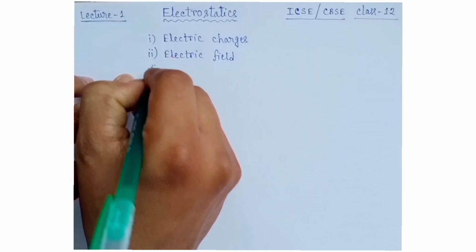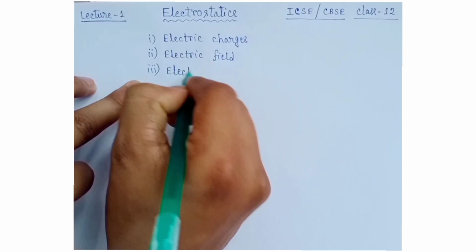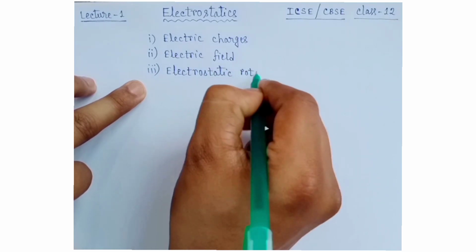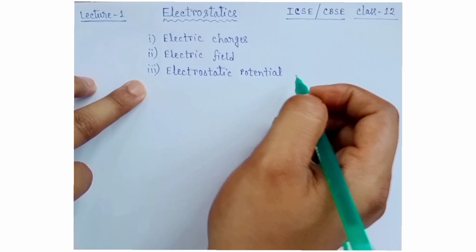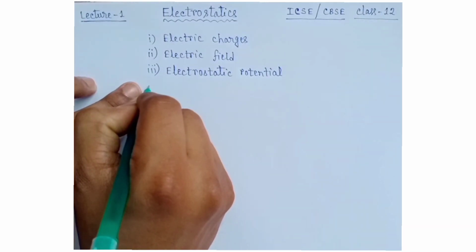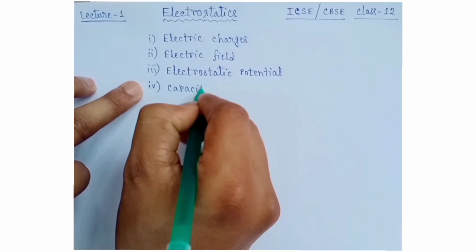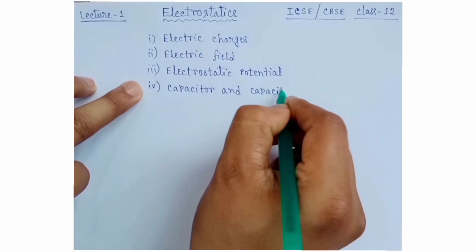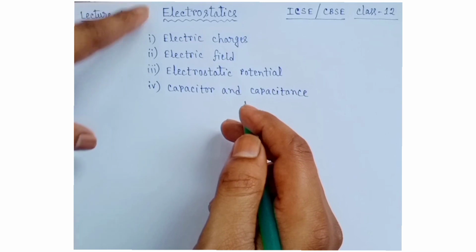And in the third part, we will discuss electrostatic potential, electrostatic potential energy, equipotential surface, etc. And in the last part, we will discuss capacitor and capacitance. So these are the four major parts of the entire electrostatics portion.